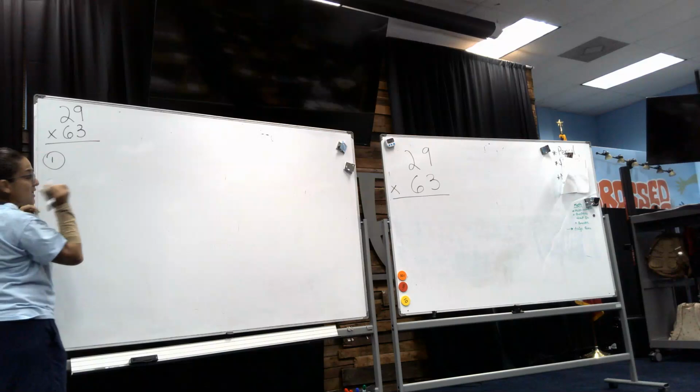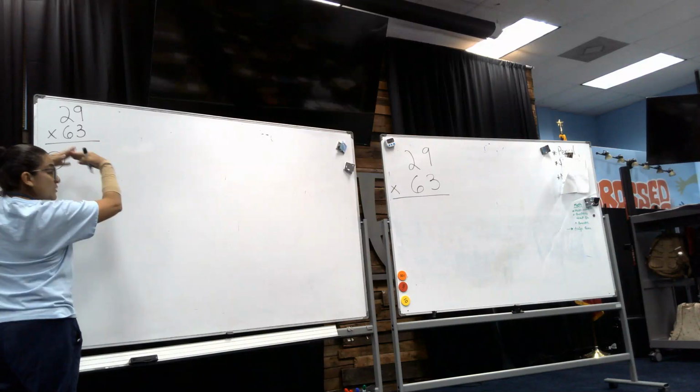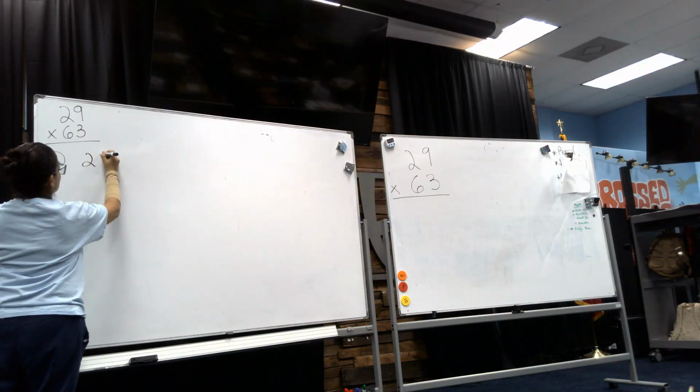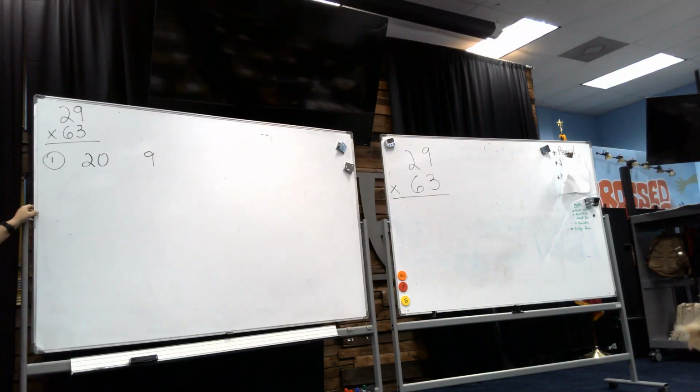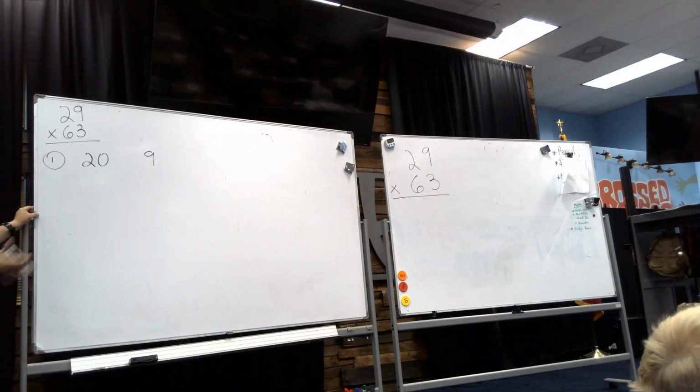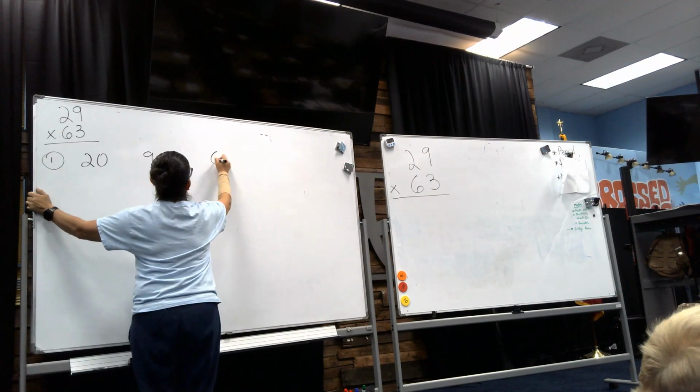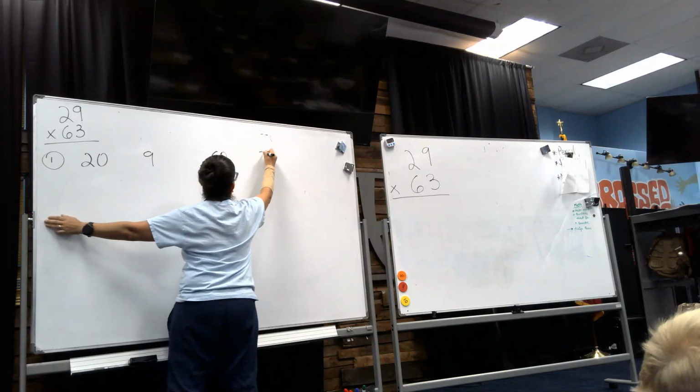This 29, I'm gonna split it in 2 tens and 9 ones. Do you agree? Okay. What about the 63? What is the 63? Ava? 6 tens and 3 ones. 6 tens and 3 ones. So basically 60 and 3.